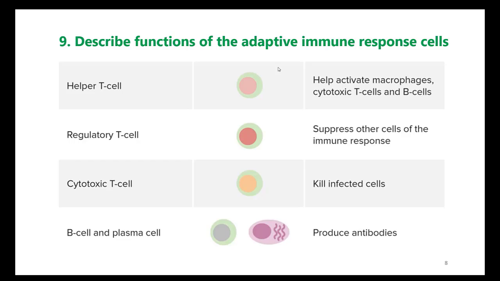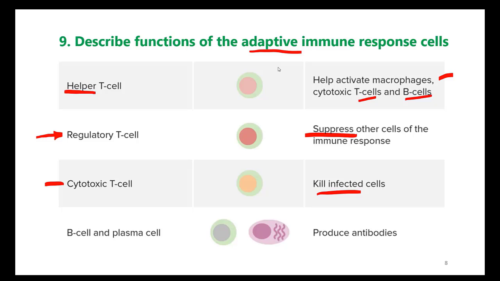All right, so here you're describing functions of the adaptive cells. Okay, you have your helper T cells. Those are guys that are going to activate macrophages, and they are going to activate also cytotoxic T cells and B cells. Then here you have your regulatory T cells. Those are your Tregs. They are going to suppress everybody. Okay, you had a question? Okay. And then you have here your CD8 positive cytotoxic T cells. Those are going to kill infected cells.